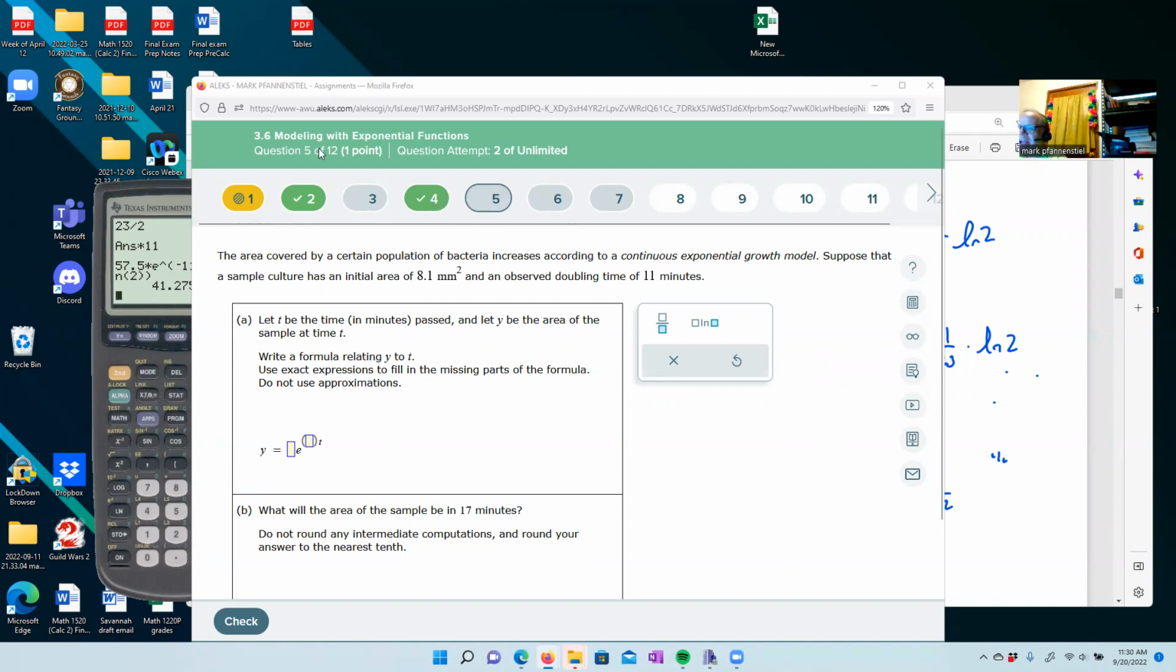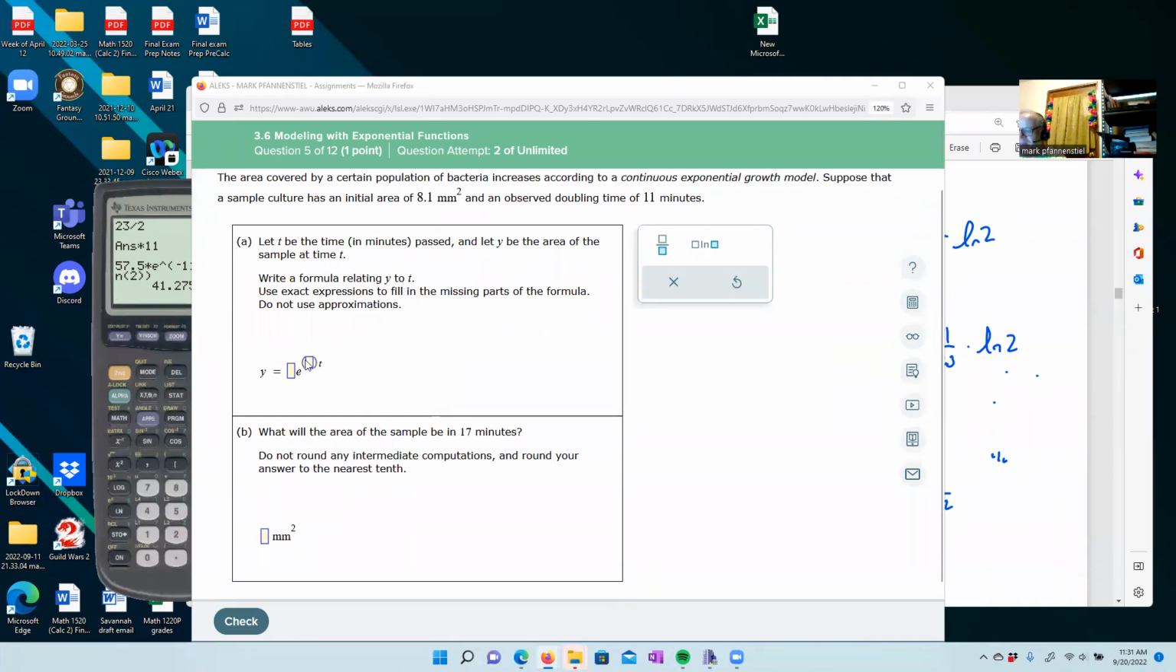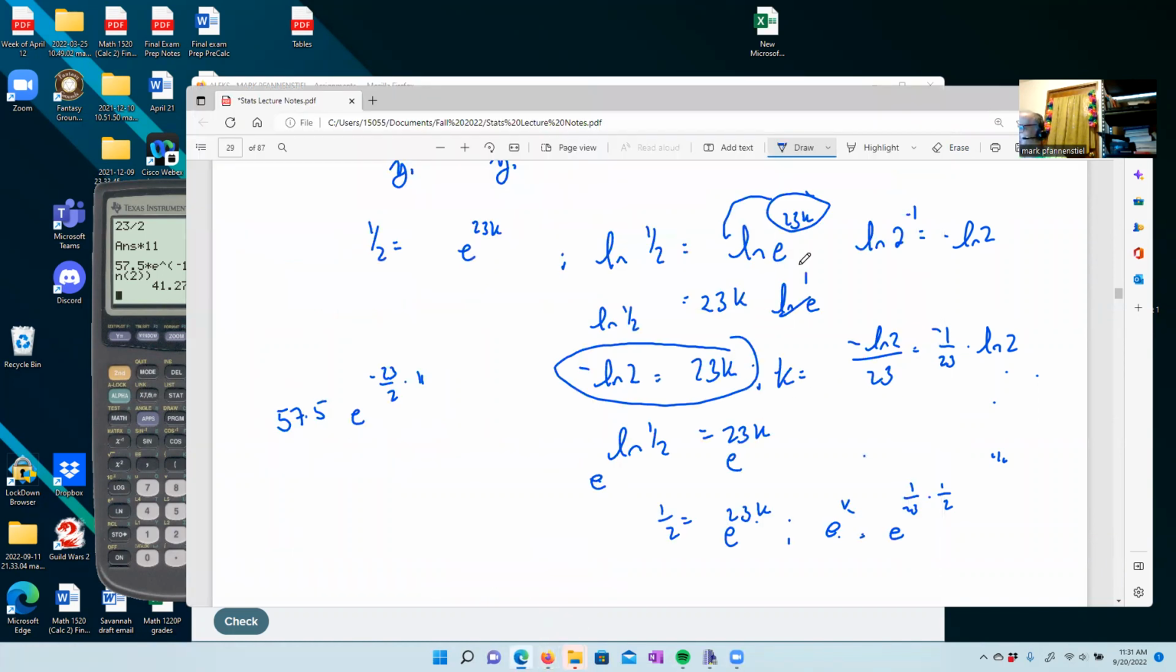We're going to take a crack here at 2.5, number 5. An area covered by a certain population of bacteria is increasing according to continuous exponential growth. Suppose we have an initial culture with an area of 8.1 meters squared and an observed doubling time of 11 minutes. Let t be the time in minutes and let y be the area. We're going to see if we can come up with a formula here, and they say do not use approximations.